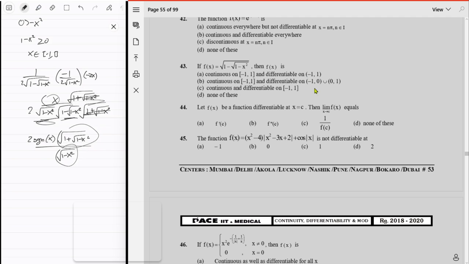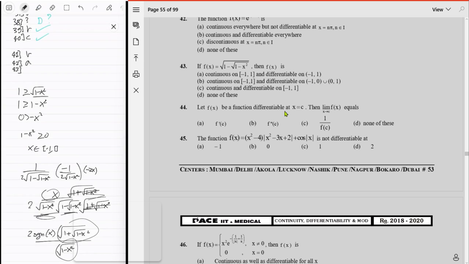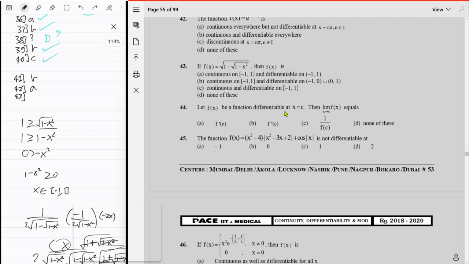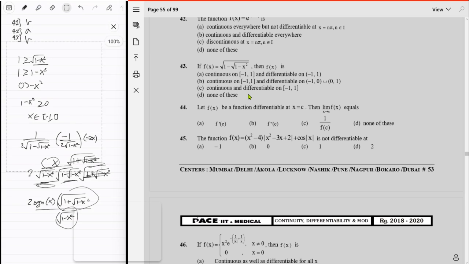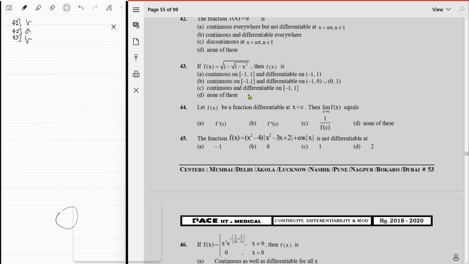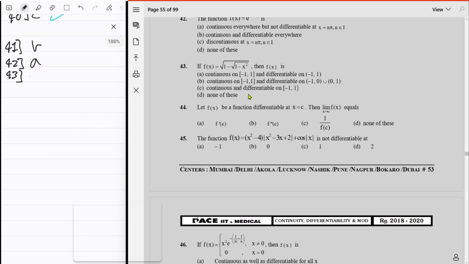So yeah, this is the thing. -1 comma 0 union 0 comma 1, round brackets. So B is the answer. Next question. Oh, okay. In fact, how would you even define the derivative at the endpoints? You will have to take just a one-sided limit to get the derivative, right? Once again, that actually approaches infinity, so whatever. Just B is the answer. Next question. So it's continuous and differentiable except at 0 and plus minus 1.